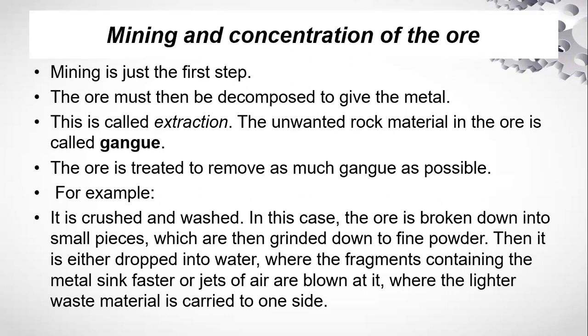Take an example, if this ore is crushed and washed, the ore is then broken down into small pieces, which are then ground down to fine particles. Then it is either dropped in water, whereby the fragments that contain the metal sink faster, or air is blown at it, where the lighter waste material is carried out to one side. So this is just an example of how the extraction occurs for metal ore.